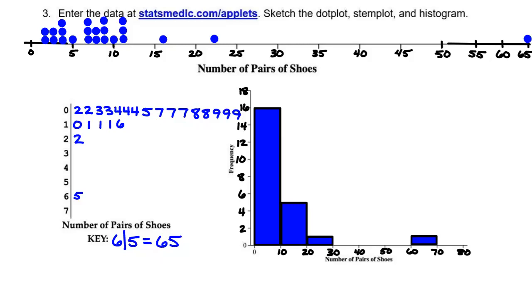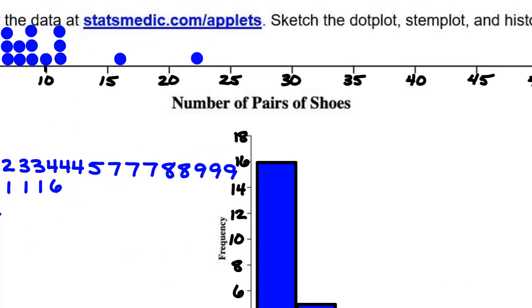All right, so I've got all those plots up here. So we've got our dot plot. Let's go ahead and actually label that as a dot plot.